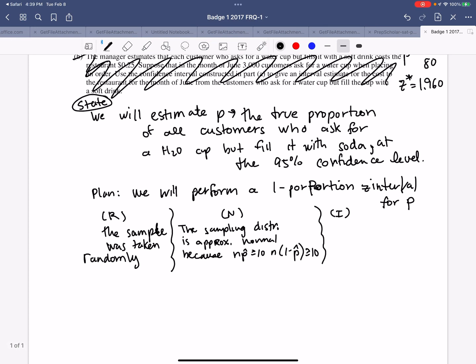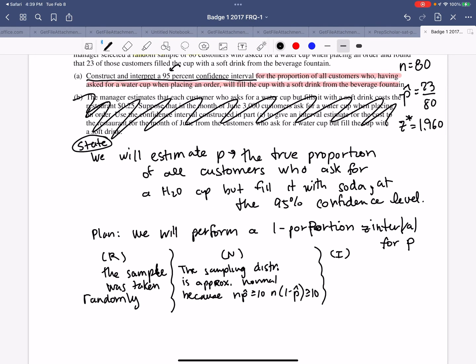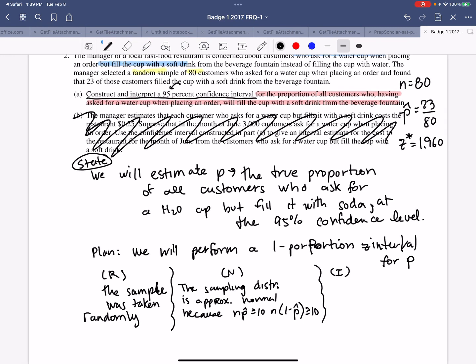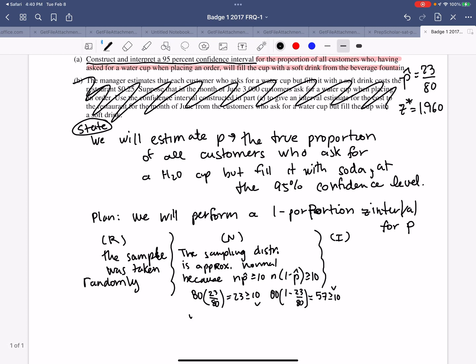All right, so that would be, we talked to 80 people, right? So 80, and the proportion is 23 over 80. So we had 23, yes, I stole it. And so what would this be? So 80 times 1 minus that proportion, which would be 57, right? Which is greater than 10. So we have at least 10 yeses and nos.